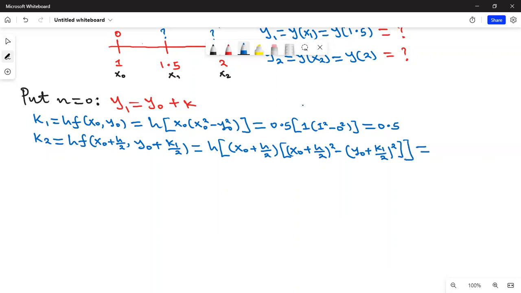So when you do the substitutions, because I don't need to write the values of x naught, we have them already. When we talk of x naught, you write 1. Y naught, we have the value already. K1, we have the value, and even h. So you substitute and press in your calculator. You need to get 0.9375.